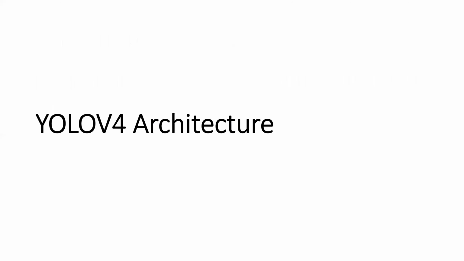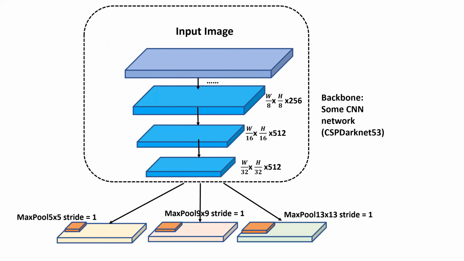Let's look at the V4 structure. The first step is I'm going to feed the input image into some backbone model. The backbone is just a CNN model, can be VGGNet, can be ResNet, can be anything. So here they use CSPNet 53, they just choose the best performing one.